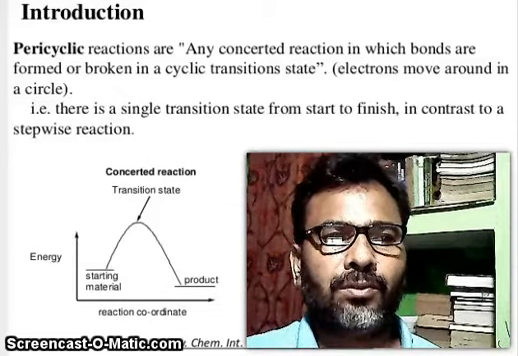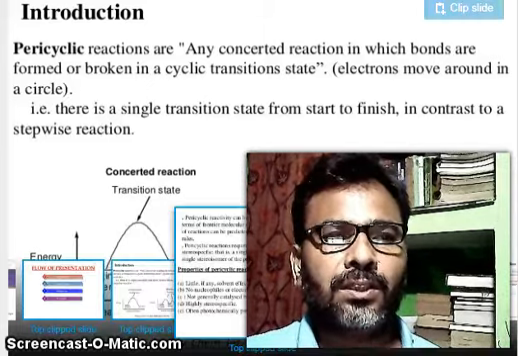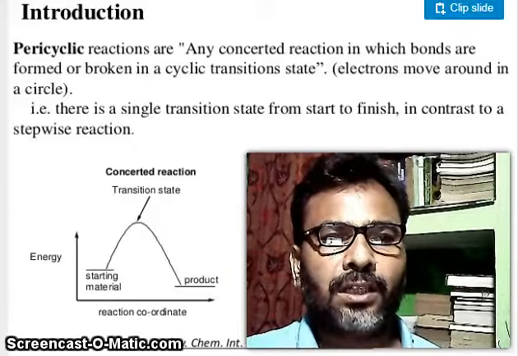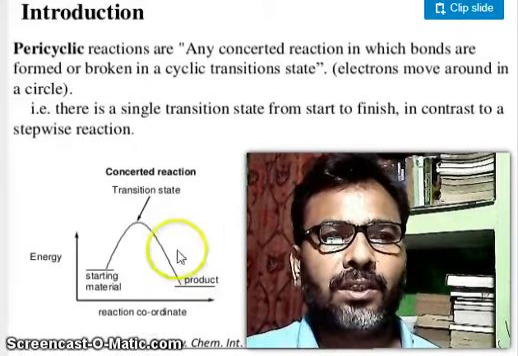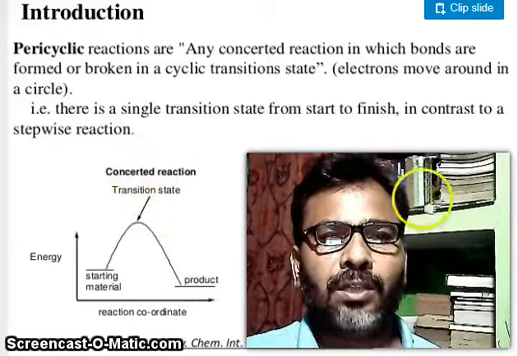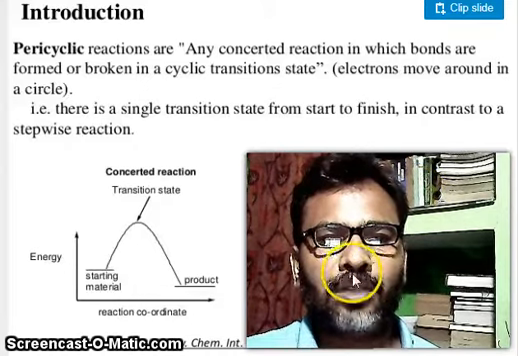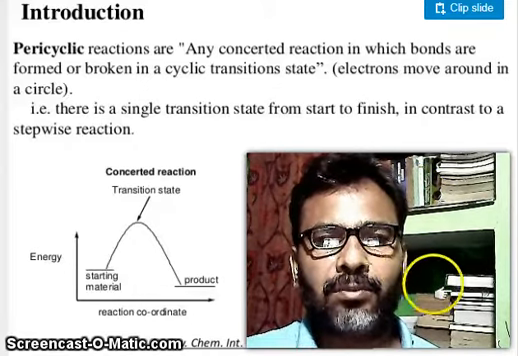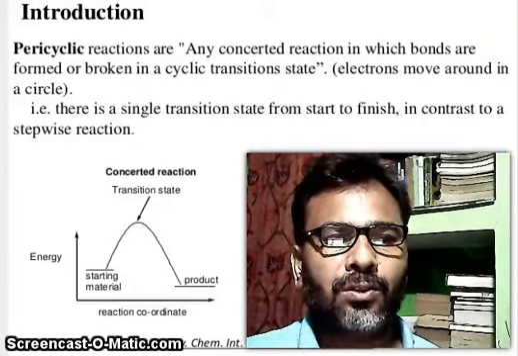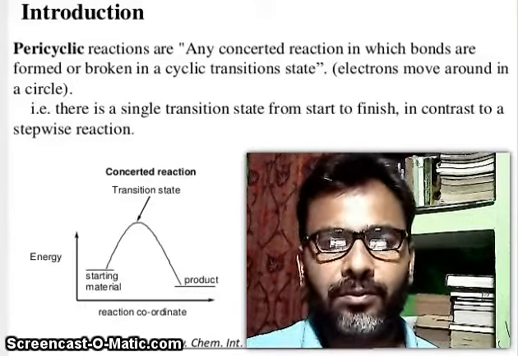So, energy versus reaction coordinate. This is starting materials, and this is the product, and this is the transition state. In multistep reactions, there are transition states, starting material, intermediate, again intermediate, and products. So a pericyclic reaction is concerted.